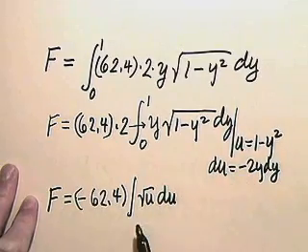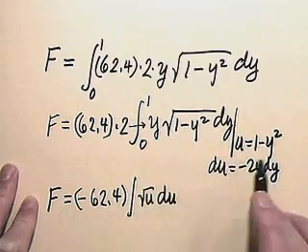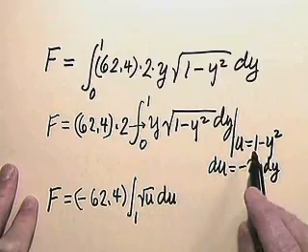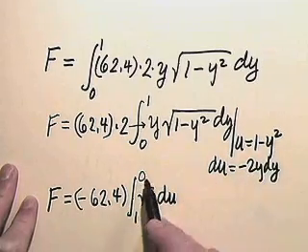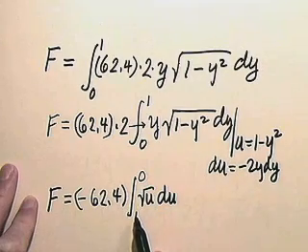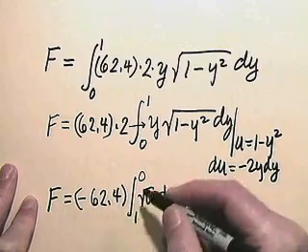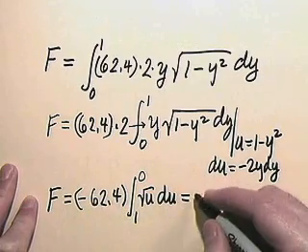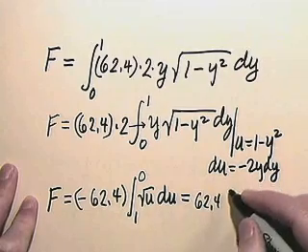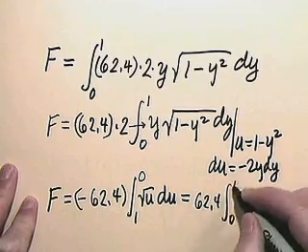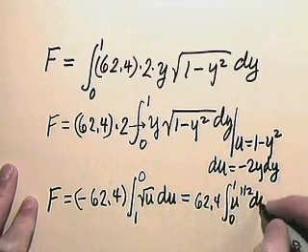But we have to replace our limits now with limits in terms of u. When y is 0, u is 1. And when y is 1, u is 0. Notice our upper limit is actually smaller than our lower limit. Since we have a negative sign here, we can get rid of the negative sign by switching the limits. So this would be 62.4 times the definite integral from 0 to 1 of u to the 1/2 power du.